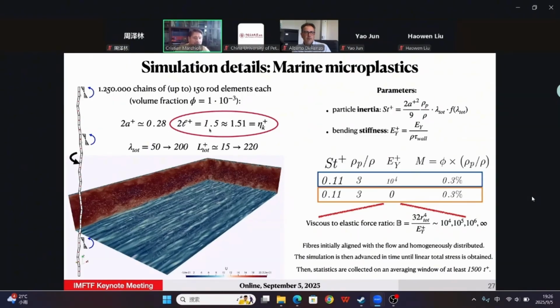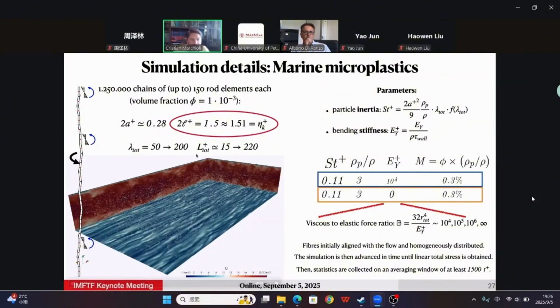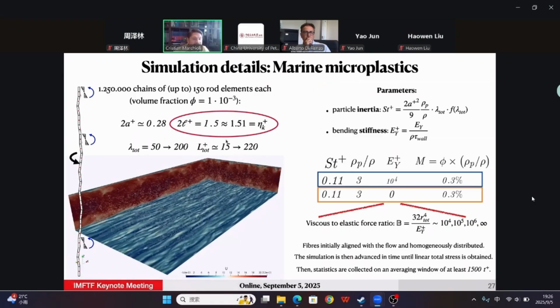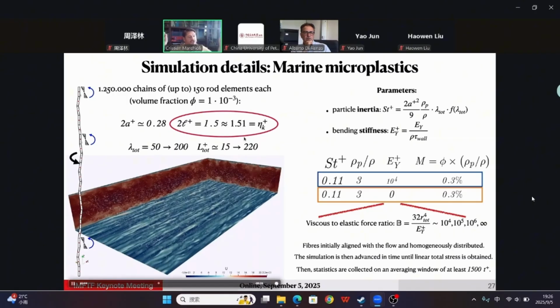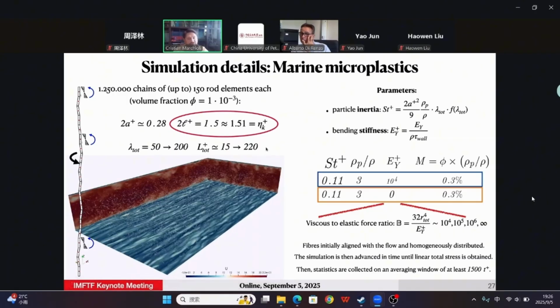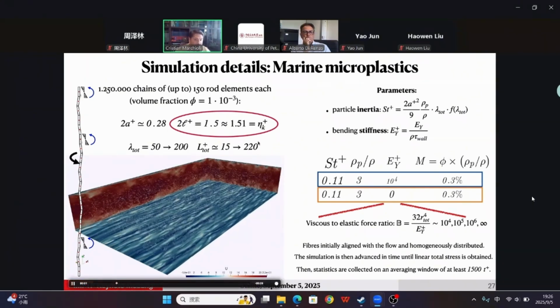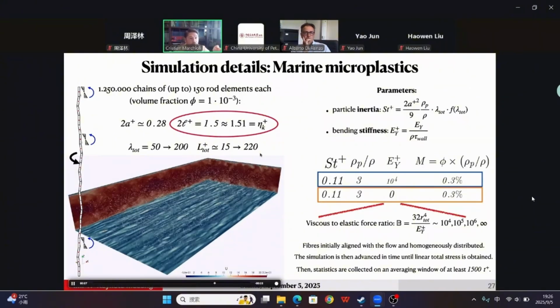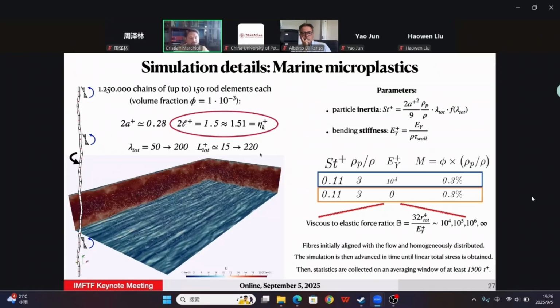As you can see here, we are playing with the length of the fibers by changing the aspect ratio. So we put more and more rods in the chain, such that the length of the fiber, when it is fully stretched, is actually very large. These are values in wall units for those who are familiar with turbulent simulations. So the longest fibers actually fall within the inertial range of turbulence. That means that they're very, very long, right?